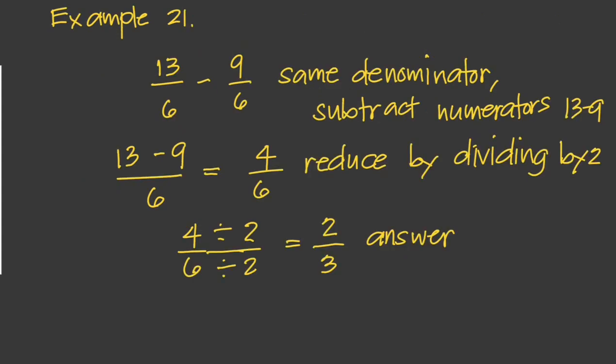Okay, another example: 13 over 6 minus 9 over 6. Both the fractions have the same denominators. We just have to subtract the numerators 13 and 9. So it would become 13 minus 9 over 6. That would be equal to 4 over 6. 4 over 6 can be further reduced by dividing by 2. So we get the answer of 2 over 3, or 2/3.